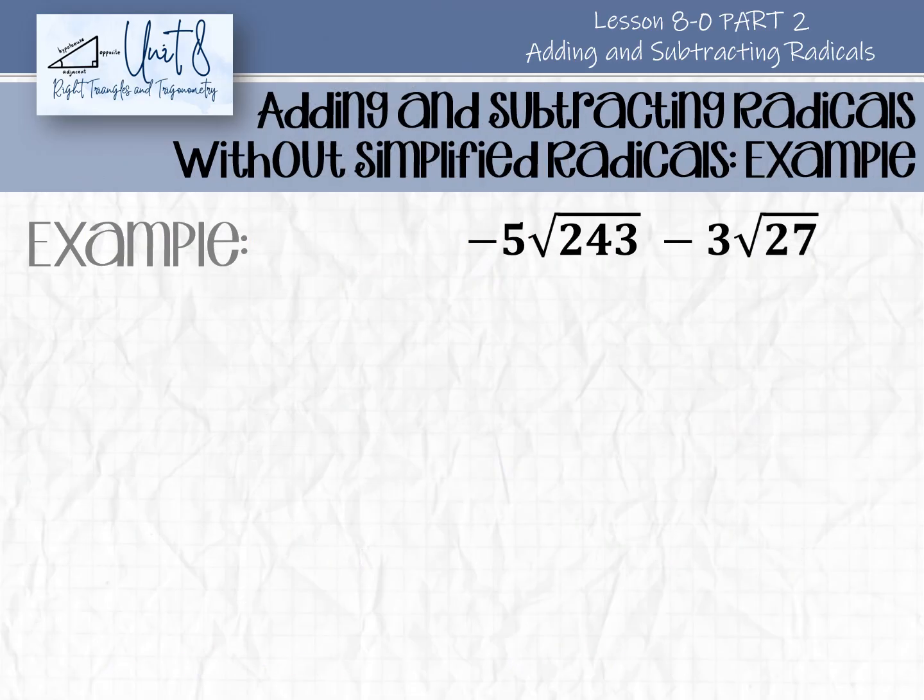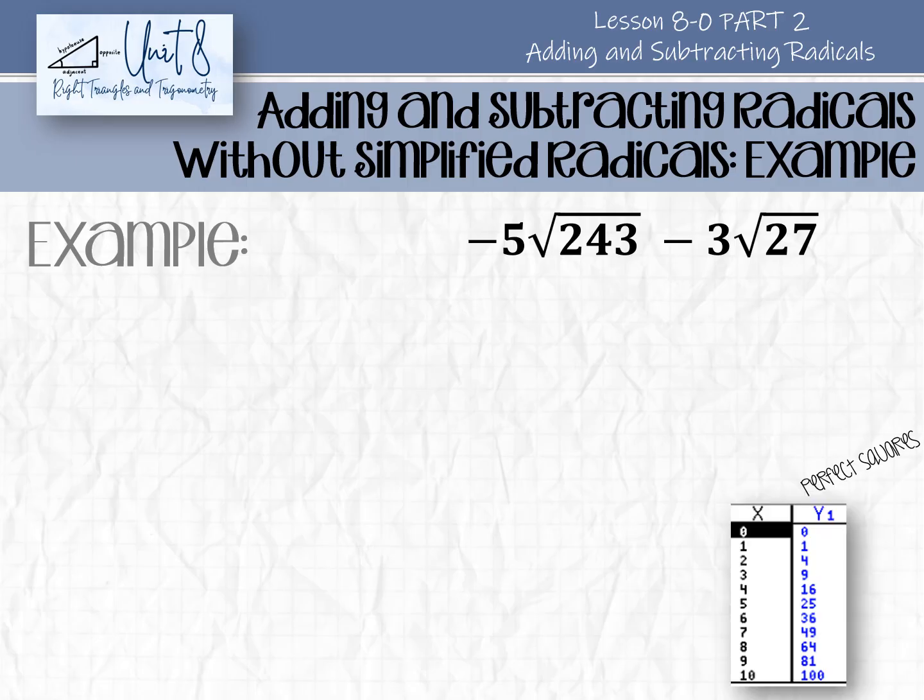Example. This is where we have to simplify the radicals first. So we have negative 5 times the square root of 243. We're going to have to simplify that. Minus 3 times the square root of 27. Let's see. Here's a list of perfect squares. We had those in our graphing calculator. That might help us out.